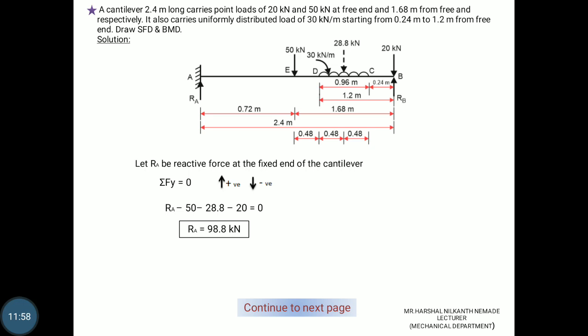Let Ra be the reactive force at the fixed end of the cantilever beam. Where the cantilever fixed end is, we always have to draw an Ra force. And you have to mention summation of Fy is equal to 0. Upward force is positive and downward force is negative. So Ra minus 50 minus 28.8 minus 20 is equal to 0. So the Ra value will be 98.8 kilonewton.